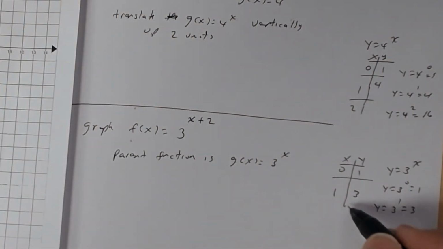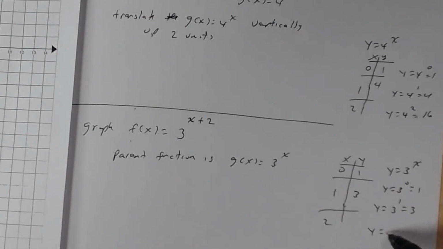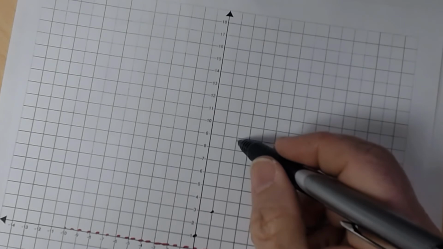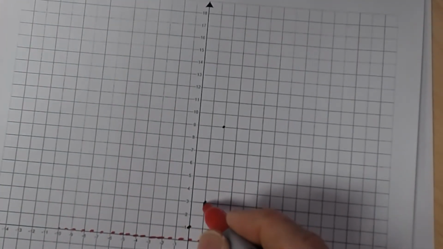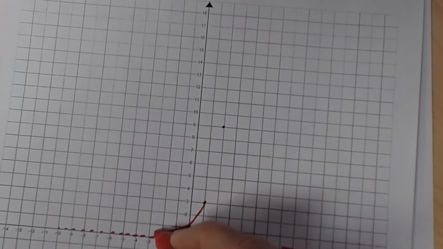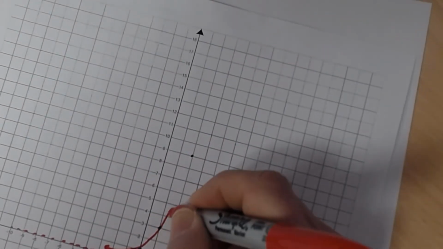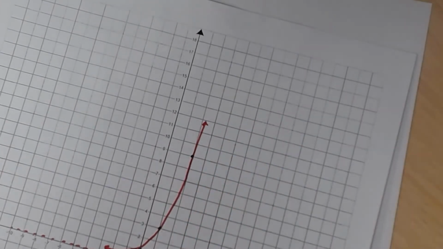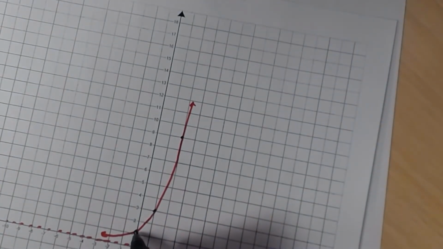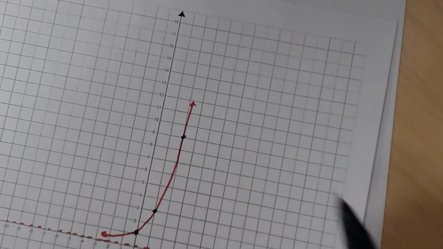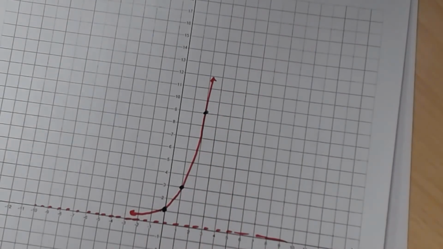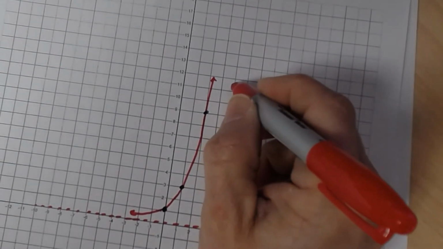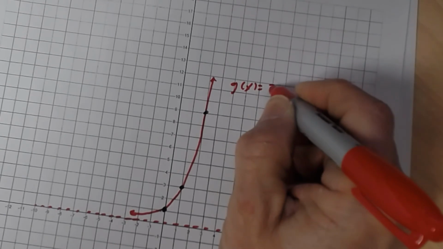If x is 2, I get y equal 3 squared, which is 9. Okay, and then I just connect them. Let's see, I get this right here. Do the best you can. All right, remember these are the 3 points I just plotted. I'm gonna darken it because I'm gonna use those in a little while. Okay, so that's the graph. Remember, this is the graph right here. This is the parent function g of x equal 3 to the x.